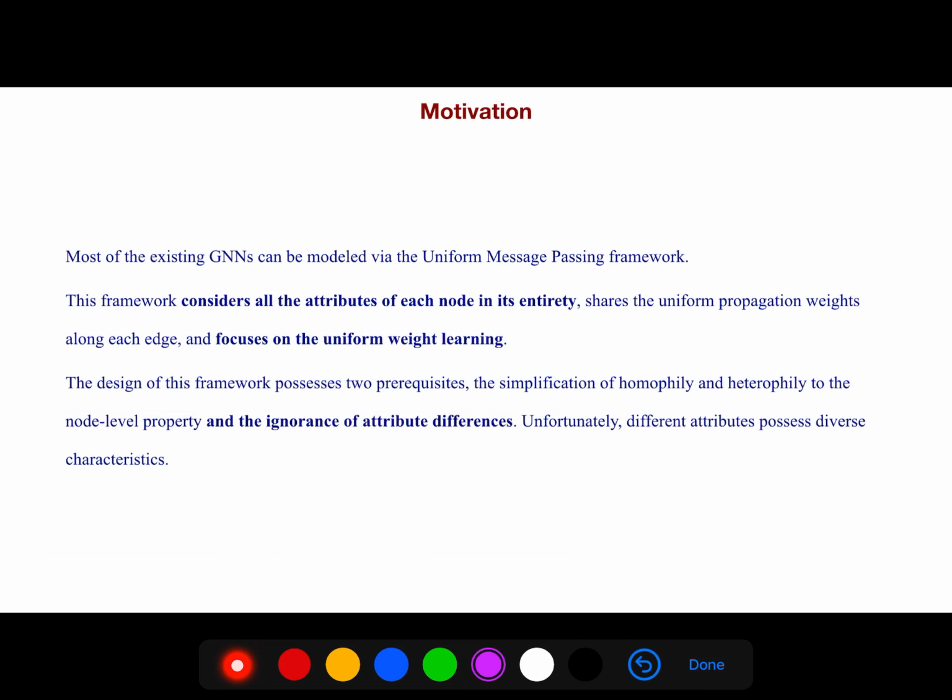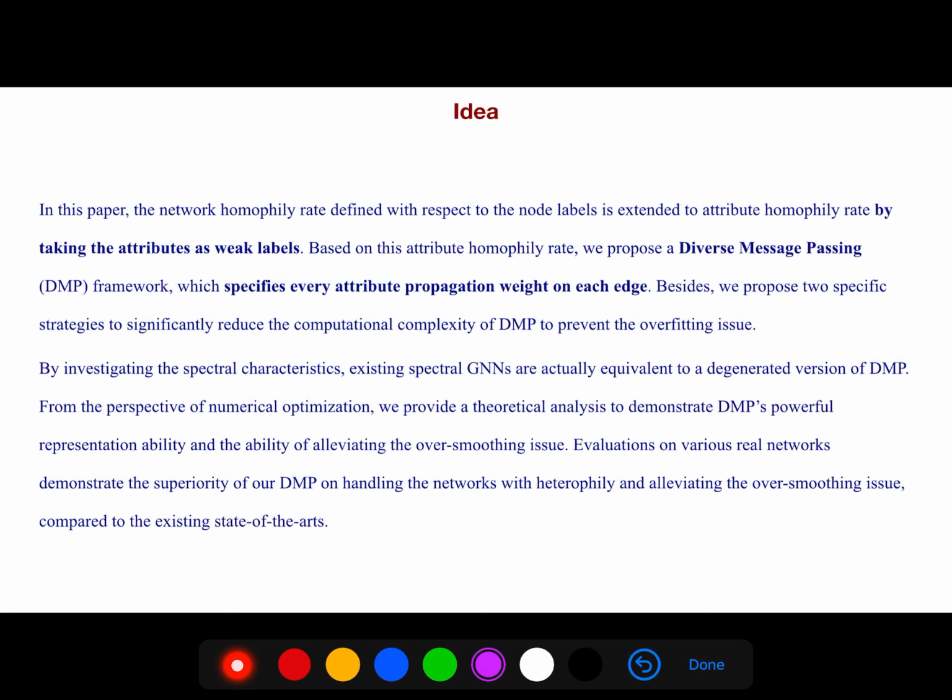This framework considers all the attributes of each node in its entirety, shares uniform propagation weights along each edge, and focuses on the uniform weight learning. The design of this framework possesses two prerequisites: the simplification of homophily and heterophily to node-level property, and the ignorance of attribute differences. Unfortunately, different attributes possess different characteristics.